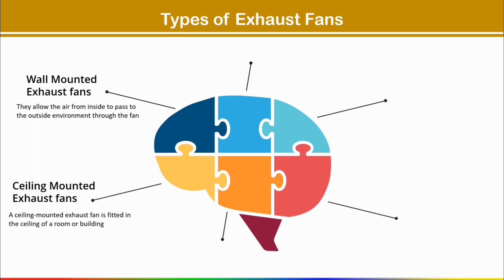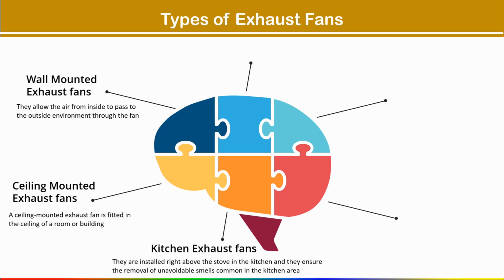The second type of exhaust fan is the ceiling mounted exhaust fan. It is written here, a ceiling mounted exhaust fan is fitted in the ceiling of a room or building. For this purpose, a hole is required in the building attic. Usually they are the best go-to option for the upstairs room and ensure better airflow. So this is all about ceiling mounted exhaust fan.